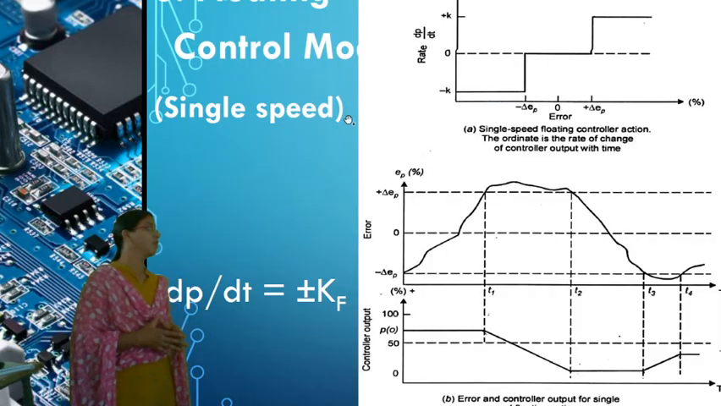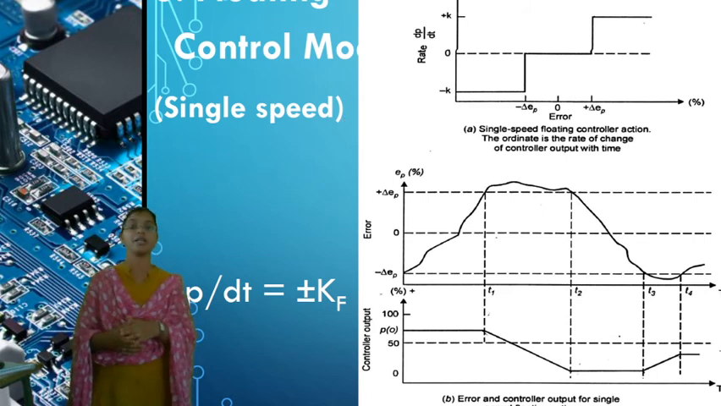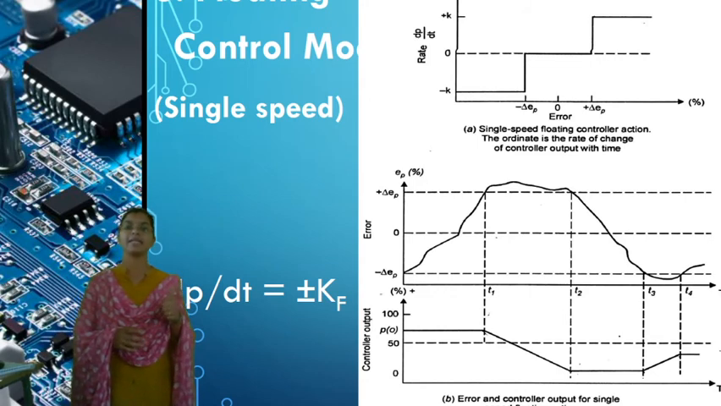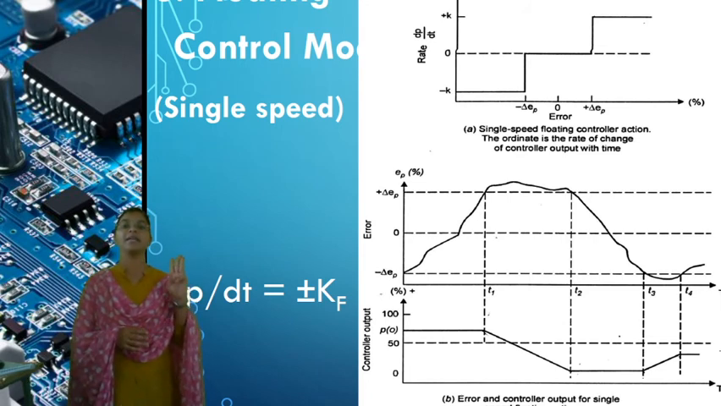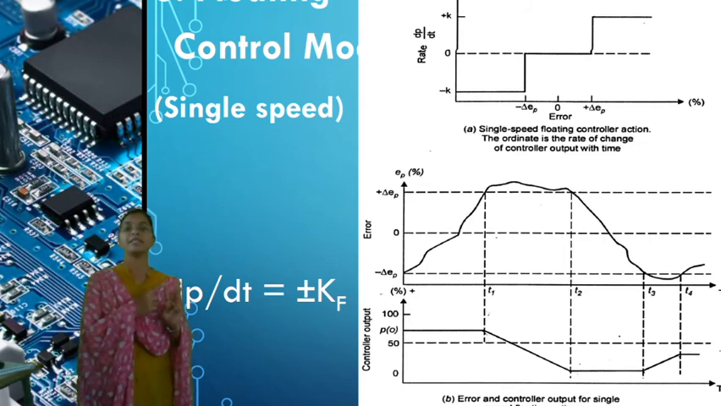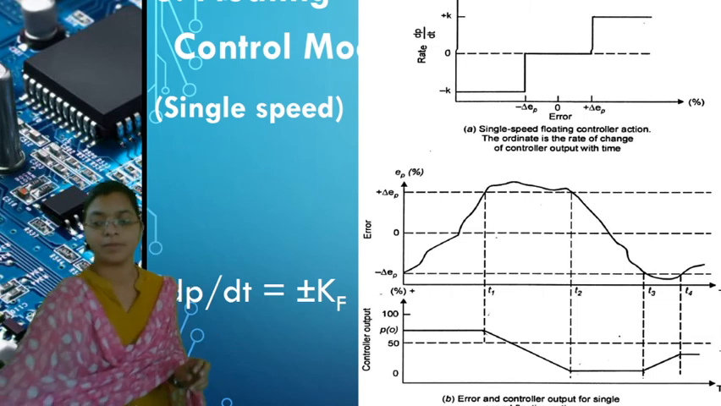Next we'll go for the floating type. We completed the two position control system. In a two position control system, that will produce only two outputs: whenever EP is greater than 0, 100%, and whenever EP is less than 0, 0%. In a three position or multi-position control system, that will produce 0, 50 and 100. If the error is below minus E1, 0%. If the error is in between minus E1 and E2, 50%. If the error is above E2, 100% of output. So these two are finished.